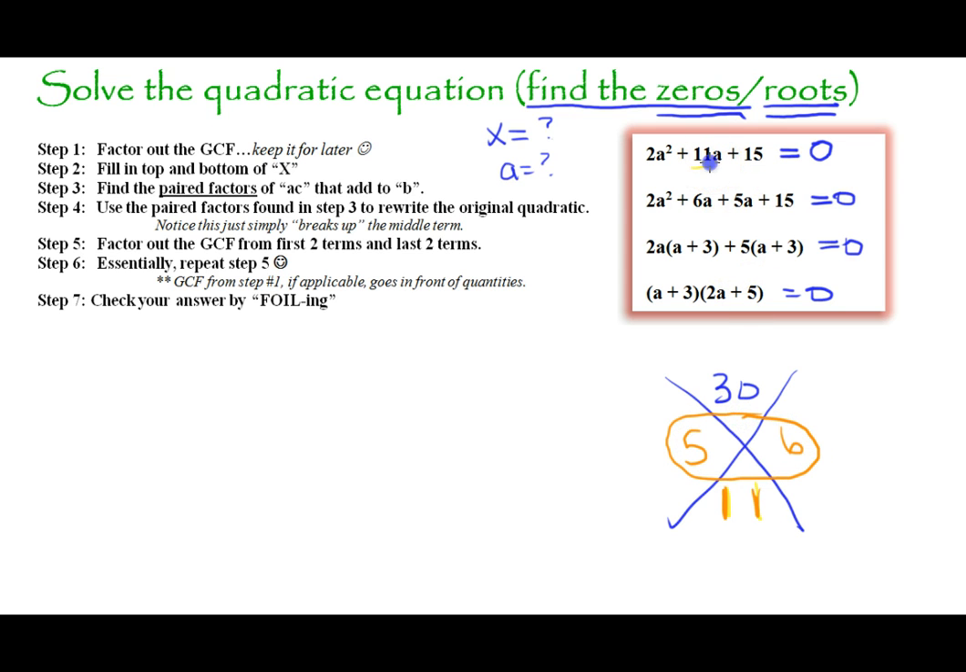So I break up this middle term into that 6 and 5. Remember, again, we talked about this in class. It doesn't matter whether it's 6 and 5 or 5 and 6. Either way, in this example here, I got 6 and 5. Okay, so then that's step number 2.